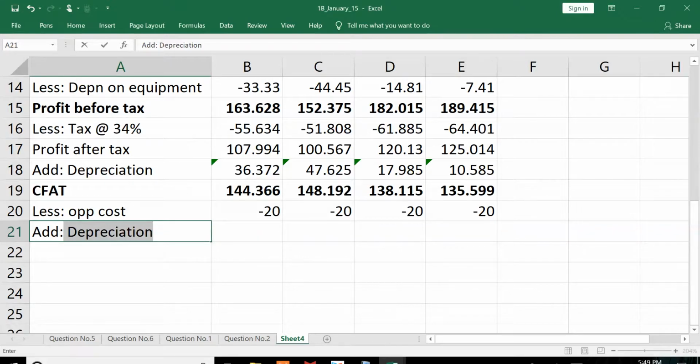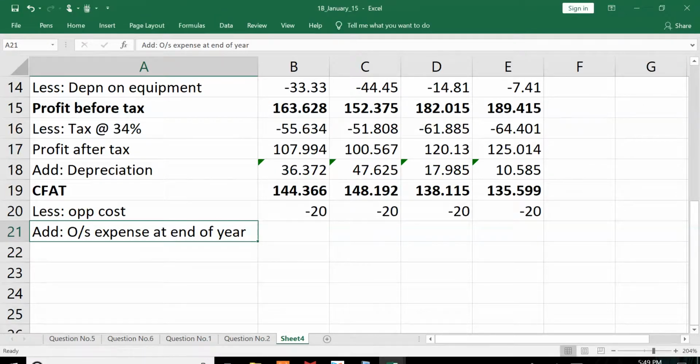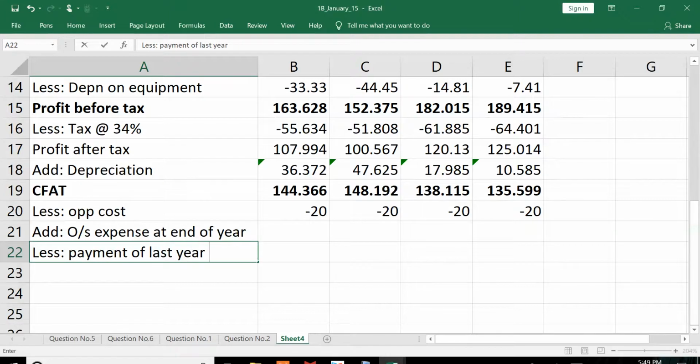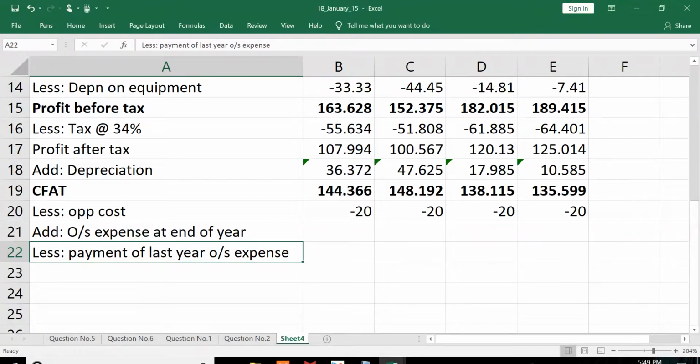Now listen. Add outstanding expense at end of year. Listen for some time. Add outstanding expense at end of year. I have not paid, less payment of last year outstanding expense. Sometimes this also has to be done. I have to pay for the last year outstanding expense.